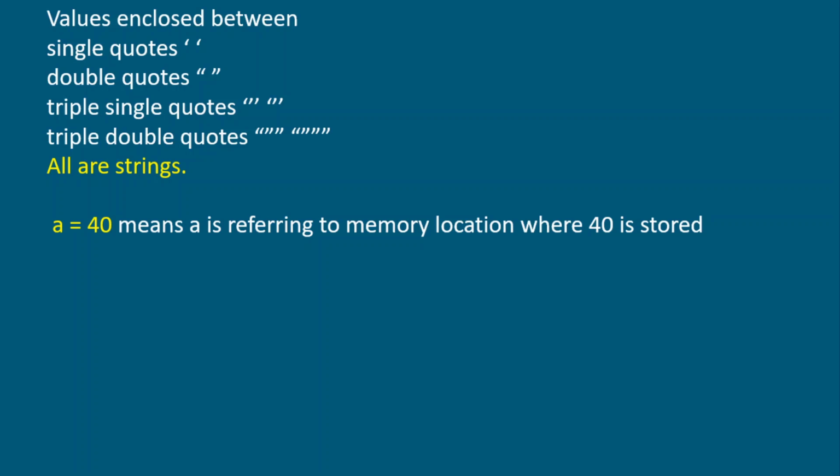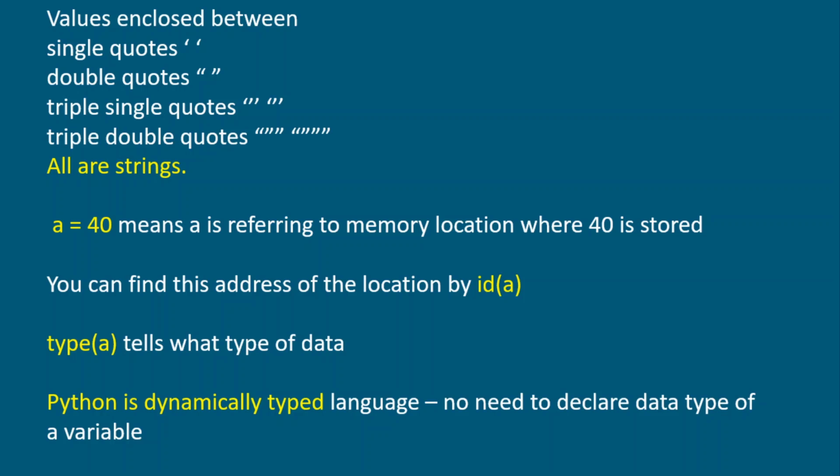You can use the inbuilt function id to check the address of the memory location. You can also use the inbuilt function type to check what type of data a variable is currently referring to. Python is a dynamically typed language because we never need to declare what type of data a variable is referring to, because it can change on the fly.